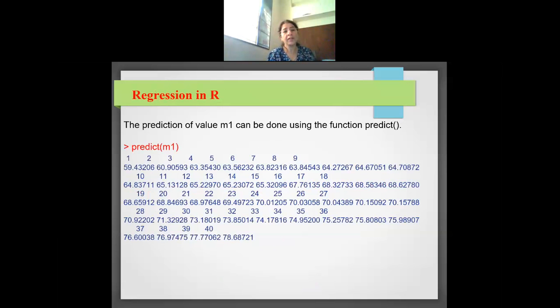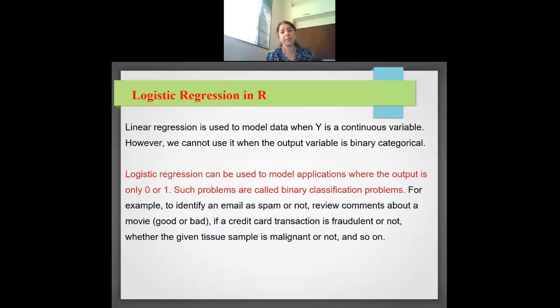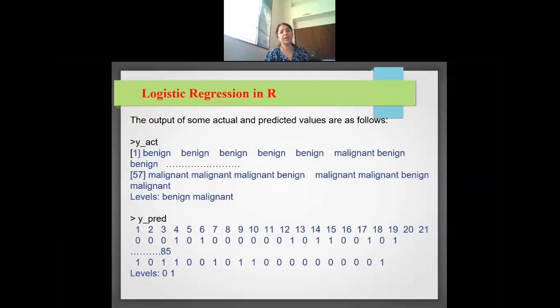And after this, you can predict also. You take the data in m1 and do the prediction, it will predict everything. It will print the prediction result. Likewise, you have many functions.